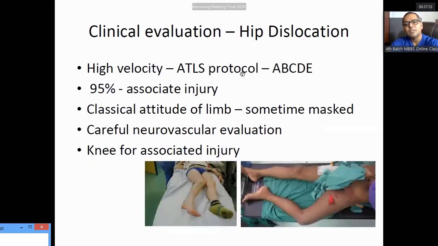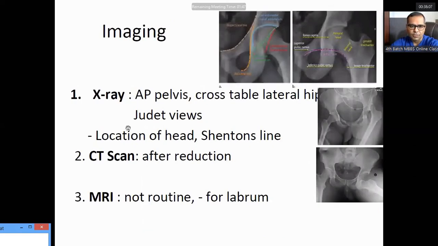Since this is a high velocity injury, ATLS protocol is followed, ABCDE, and 95% have associated other injuries, so we have to examine head to toe, and classical attitude of the limb, careful neurovascular evaluation, knee for associated injury. X-ray, this is the typical X-ray. The main thing we have to follow is Shenton's line, which is continuous with the inferior cortex of the neck, and which is continuous with the inferior border of the superior pubic rami. CT scan and MRI.